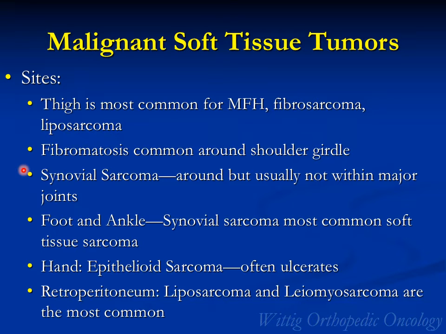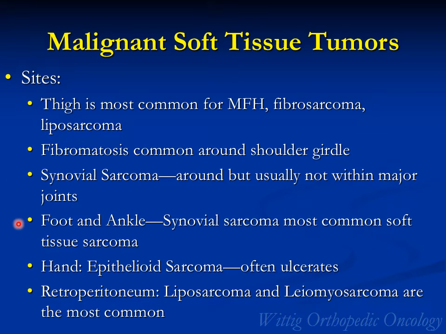Synovial sarcoma usually occurs around, but not usually within a major joint. So synovial sarcoma, the name of it is a misnomer. It does not mean that it comes from the synovium. Pathologists gave it this name because of the two cell types typical of a synovial sarcoma that in their mind resembled synovial tissue, and that's how it got its name, but it rarely ever occurs in a joint.